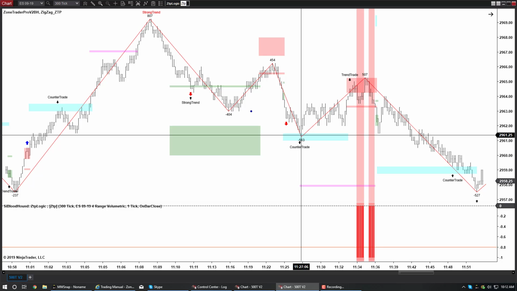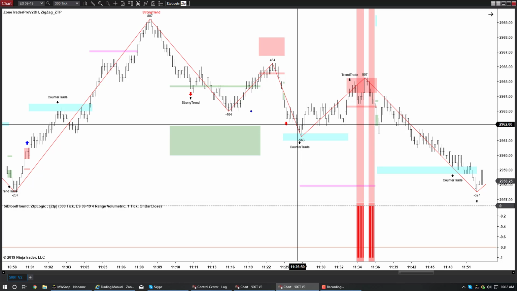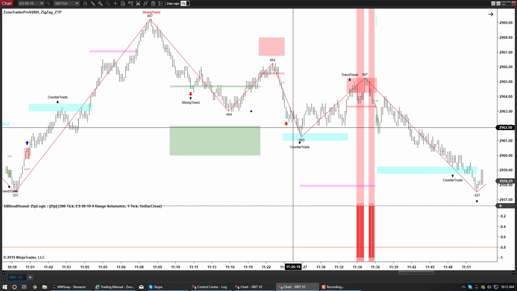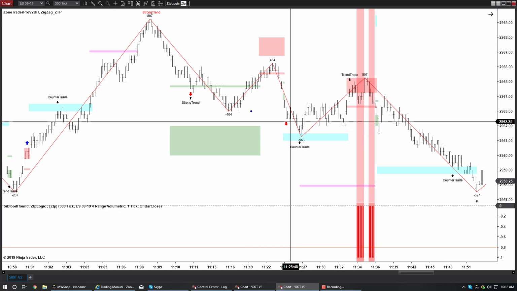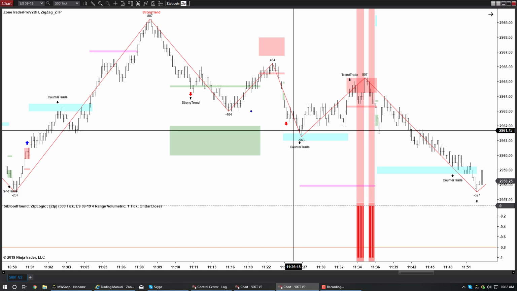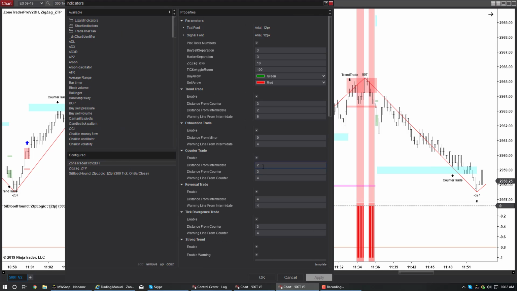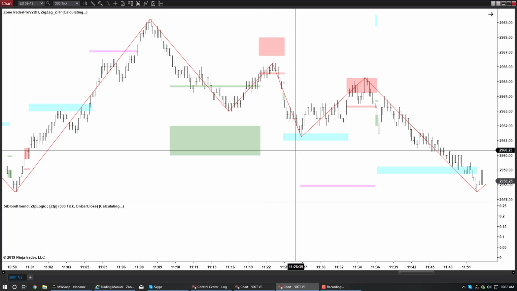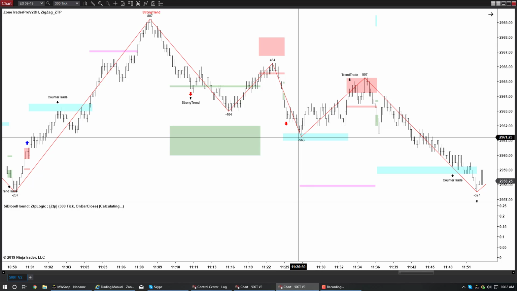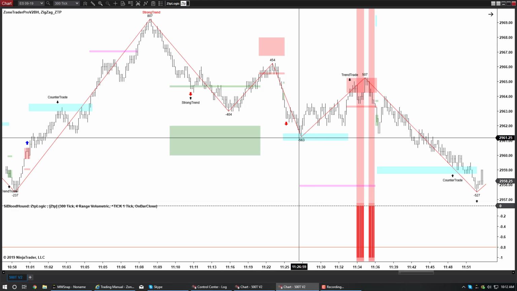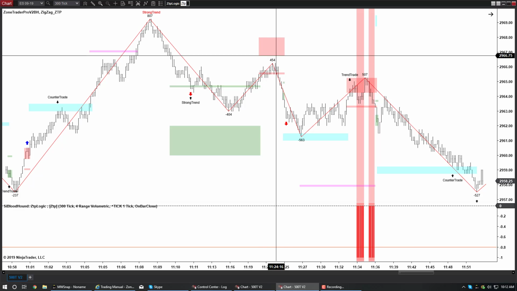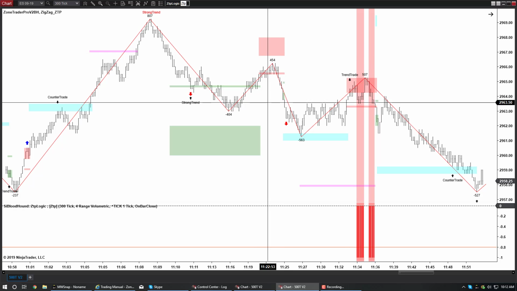The distance from counter being set at 3 means that we're going to be receiving the trade signal when we are 3 ticks from the beginning of this zone back here. So if we changed the distance from intermediate to a 0, then we are not going to be receiving a counter trend signal down here. That distance from intermediate is only applying to right there.